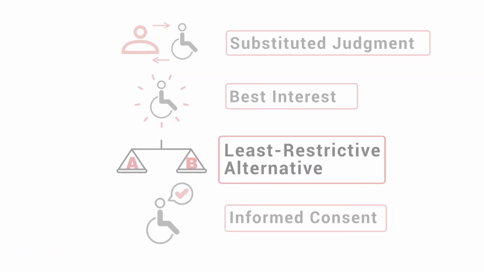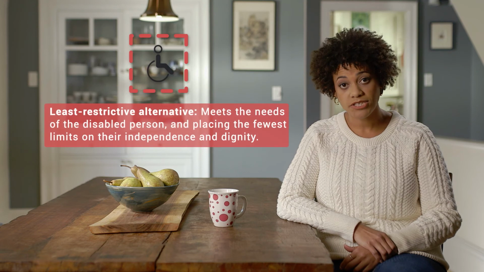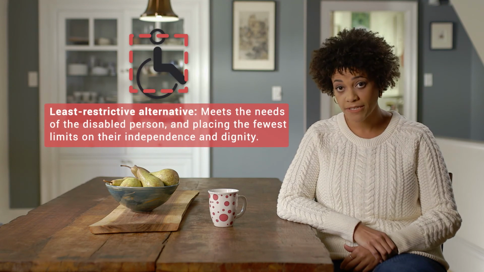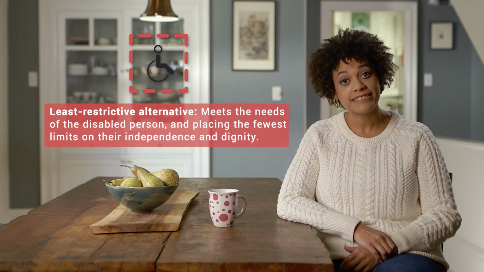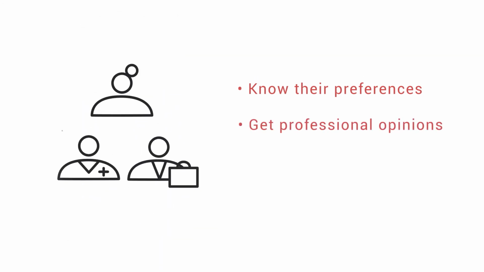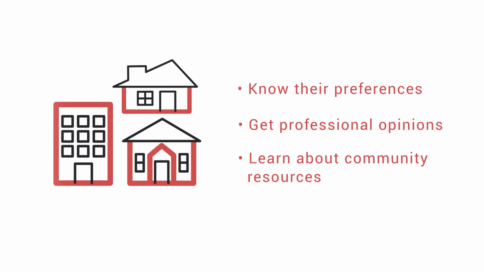The third standard is the least restrictive alternative, which means choosing the option that meets the needs of the disabled person while placing the fewest limits on their independence and dignity. When you use this standard, it is helpful to know the disabled person's preferences, get professional opinions, and learn about community resources available to them.